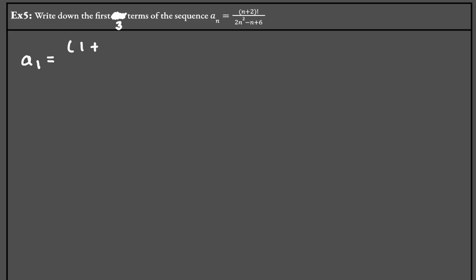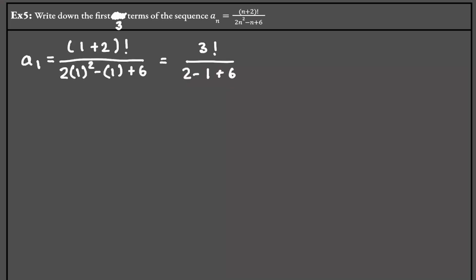So we're going to have 1 plus 2 factorial all over 2 times 1 squared minus 1 plus 6. And so we're going to simplify this a little bit, and we're going to get 3 factorial all over 2 minus 1 plus 6. We have to remember that a factorial captures all the values before the value that we see on here. In this case, before 3, there's 2 and there's 1, and it's taking the product of all those numbers. That's pretty much what the factorial is saying. So we're going to get 3 times 2 times 1. And in the denominator, when we simplify this a little bit more, we get just the value of 7.